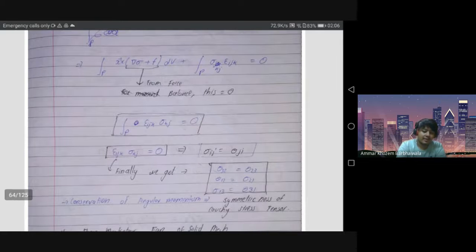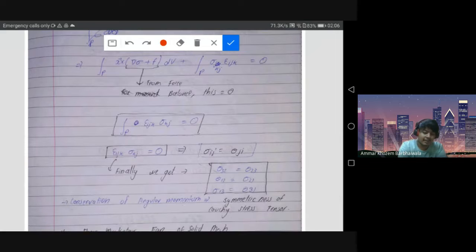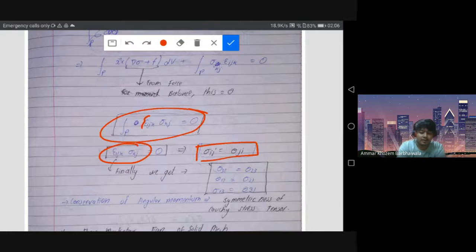So the final result from the moment balance, we basically have this epsilon ijk sigma kj over the entire volume equals 0. So it results in the identity epsilon ijk sigma kj equals 0, which basically implies that sigma should be symmetric. The stress tensor should be a symmetric tensor, and that is the condition which we get. So sigma 32 is equal to sigma 23, sigma 12 is equal to sigma 21, and all these three conditions should hold if the angular momentum is conserved, or the moments are balanced.